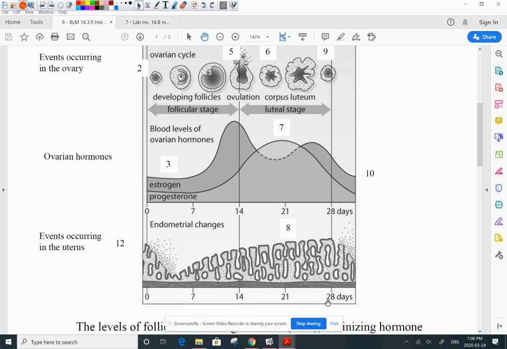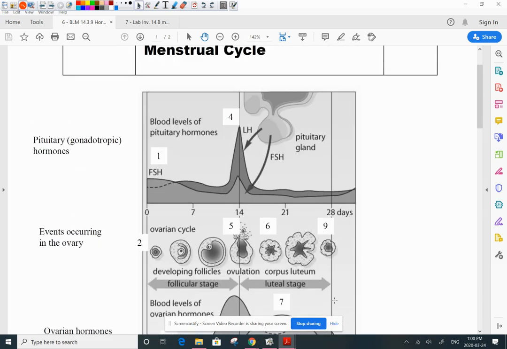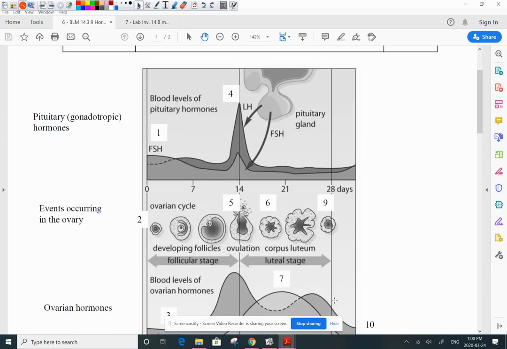14 days is very important. And typically, a woman's menstrual cycle is around 28 days, but not always. That's just kind of on average. So to begin with, when we're looking at the menstrual cycle, you're going to have to practice sketching these diagrams out. So you need to draw them over and over again.